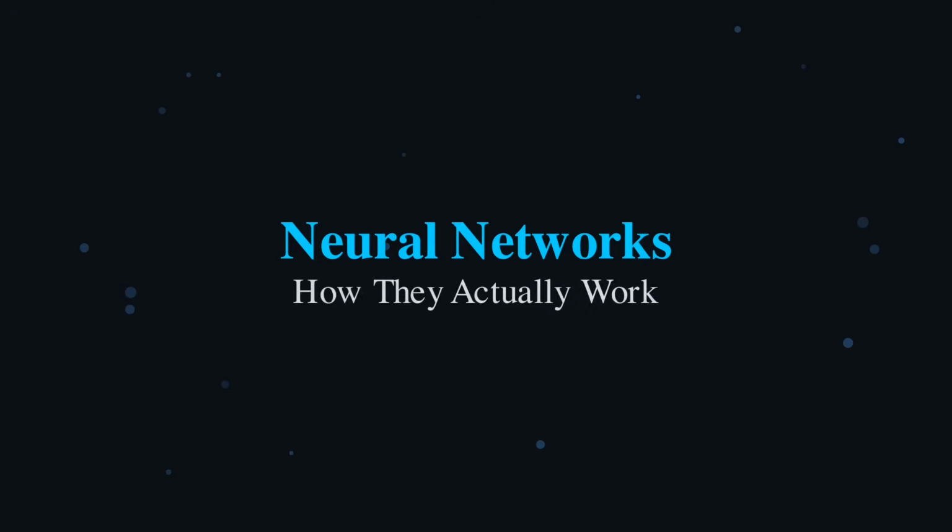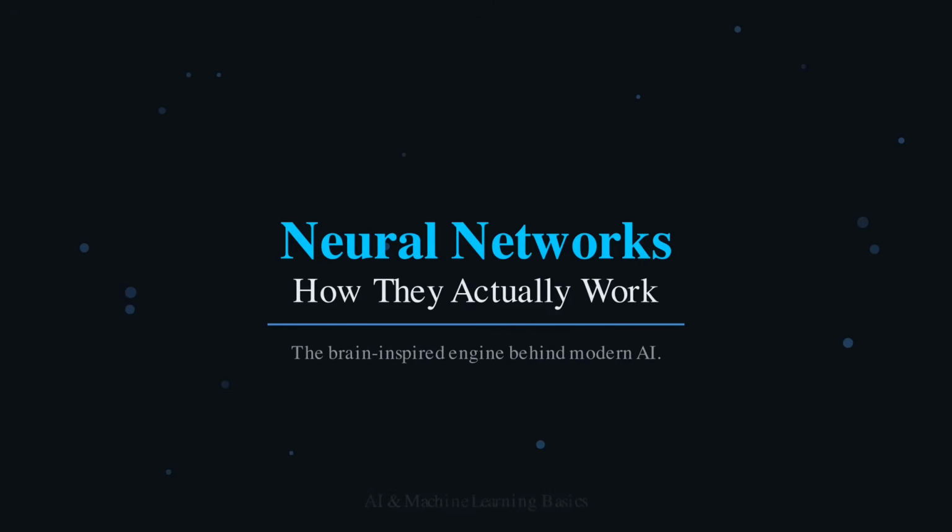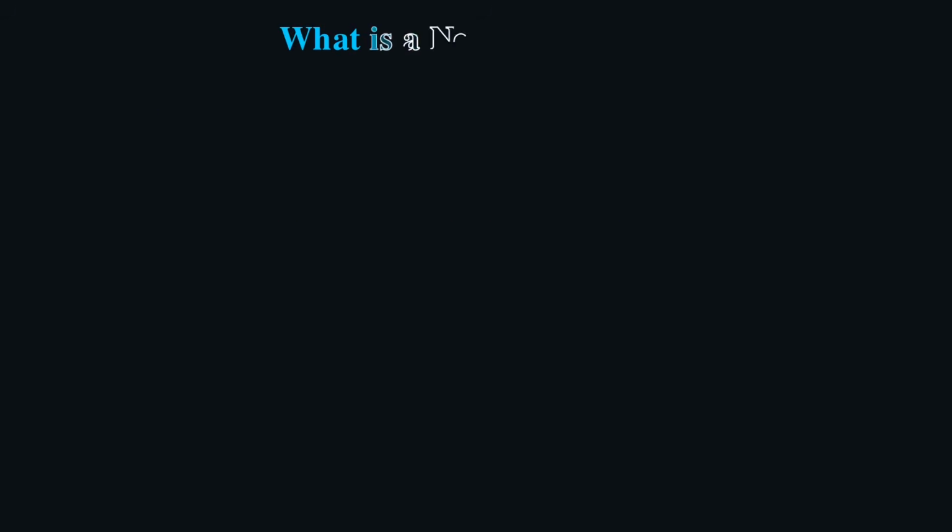Your brain contains billions of cells, all constantly learning, adapting, and rewiring themselves based on experience. And neural networks are built to copy this exact biological process, using the power of mathematics.